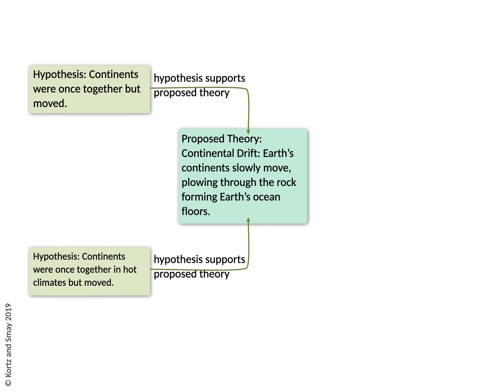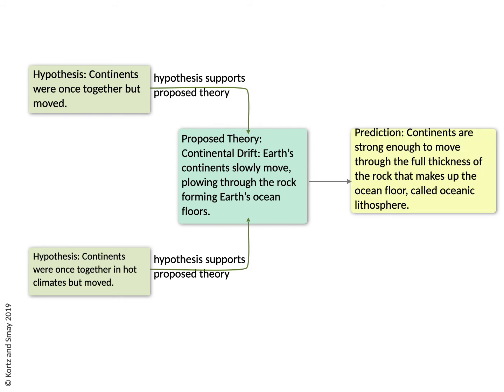At this time, no one knew much about the ocean floor except its composition, what rocks it's made up of, or what chemistry it is. Continental drift theory supplied a prediction that the rocks making up continents should be strong enough to move through oceanic lithosphere as the continents move, like a ship in the ocean moving through water.